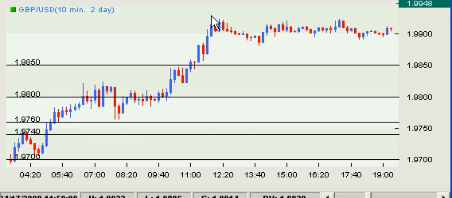Very smooth, very easy trading, and I think this kind of a setup really lends itself to some very interesting possibilities with much better robustness and much better possibilities for profit.